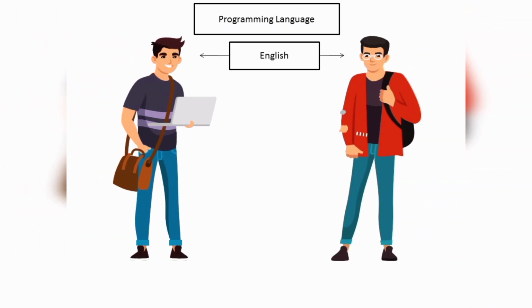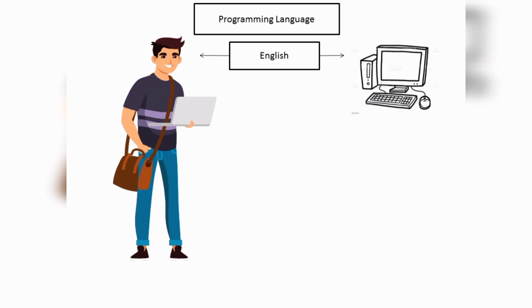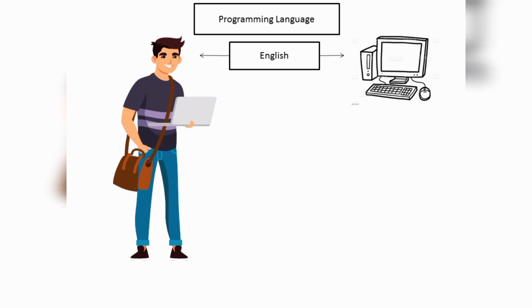I'm communicating with you guys in English. I can also communicate in Hindi or any other language, because this way you will understand what I'm trying to say. But if we talk to a computer in Hindi, English or any other language, it will not understand, because a computer only understands binary, which is 0 or 1.